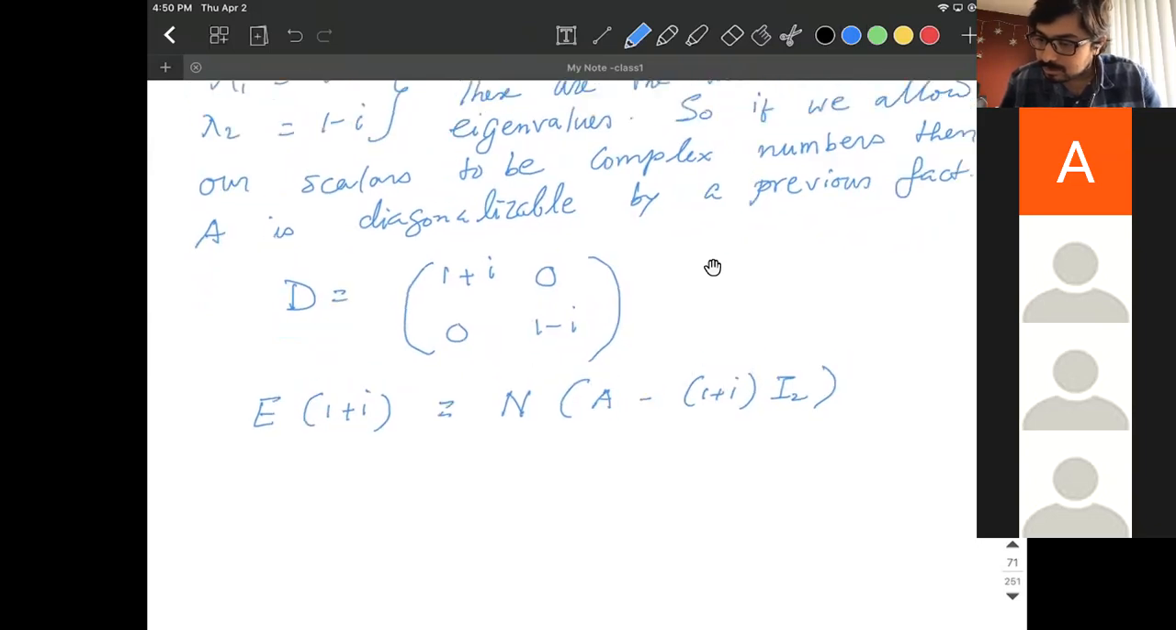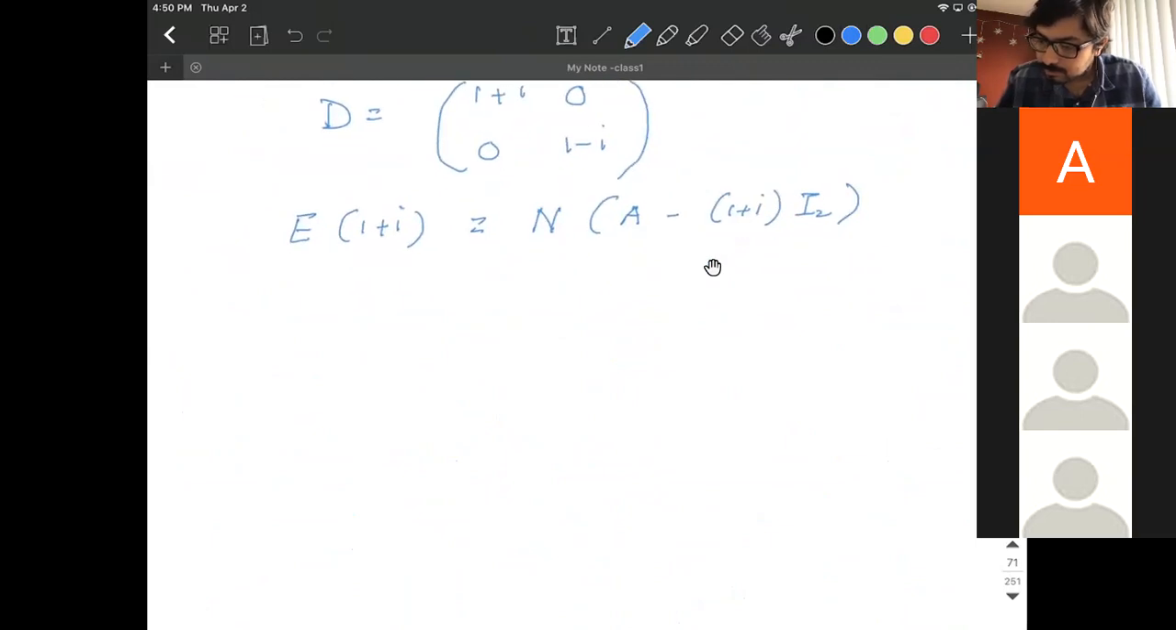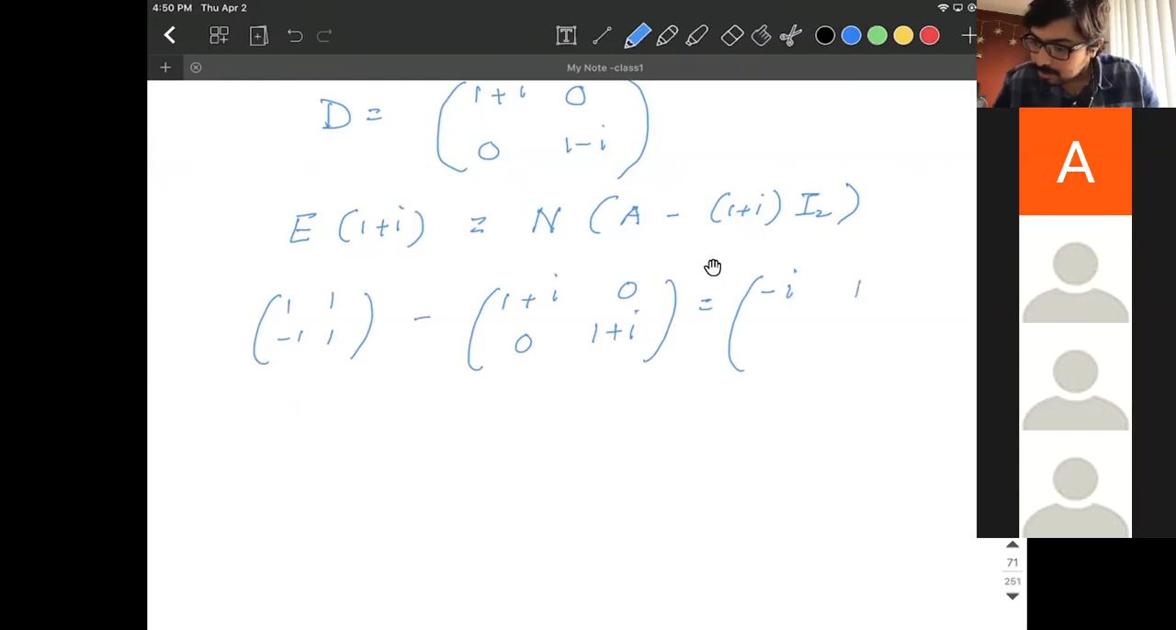So A is 1, 1, minus 1, 1. So 1, 1, minus 1, 1 minus 1 plus i, 0, 0, and 1 plus i. So this is minus i, 1, minus 1, and minus i. So this is A minus 1 plus i times I2.